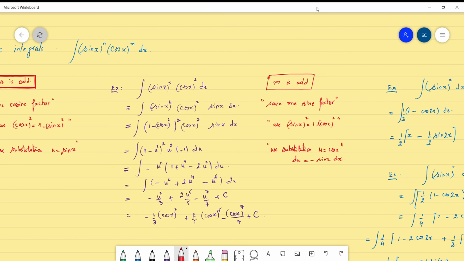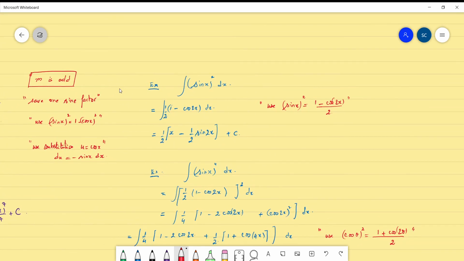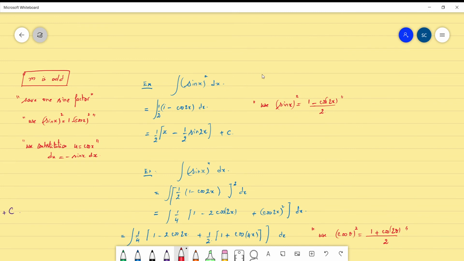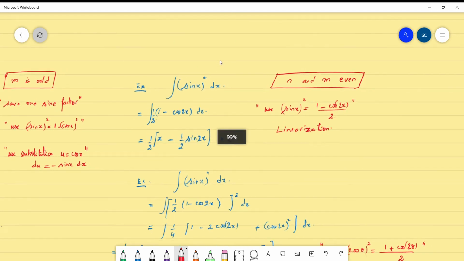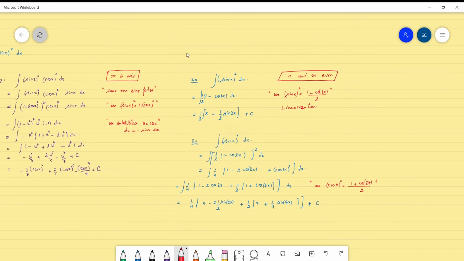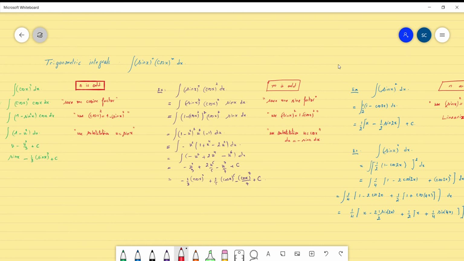Okay, it's okay. And then the situation when n and m are simultaneously even, n and m even. Then use linearization. This is what we call linearization. There are plenty of course of situations for integrating trigonometric integrals.